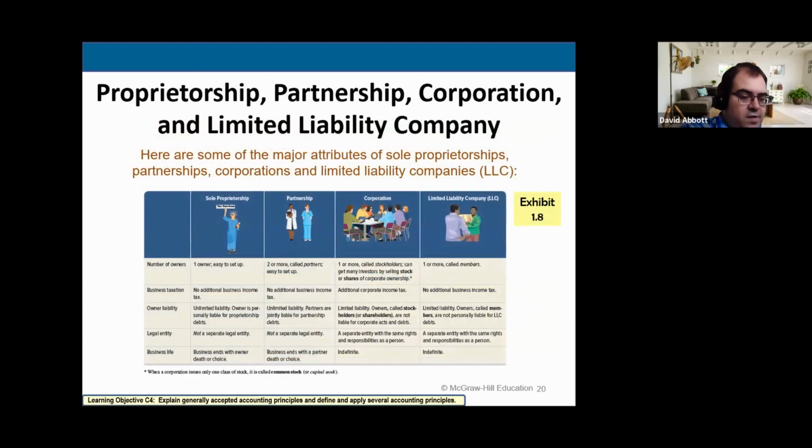And then we see here the different forms of businesses. And so this is important to realize. You have a sole proprietorship, a partnership, a corporation, or a limited liability company.